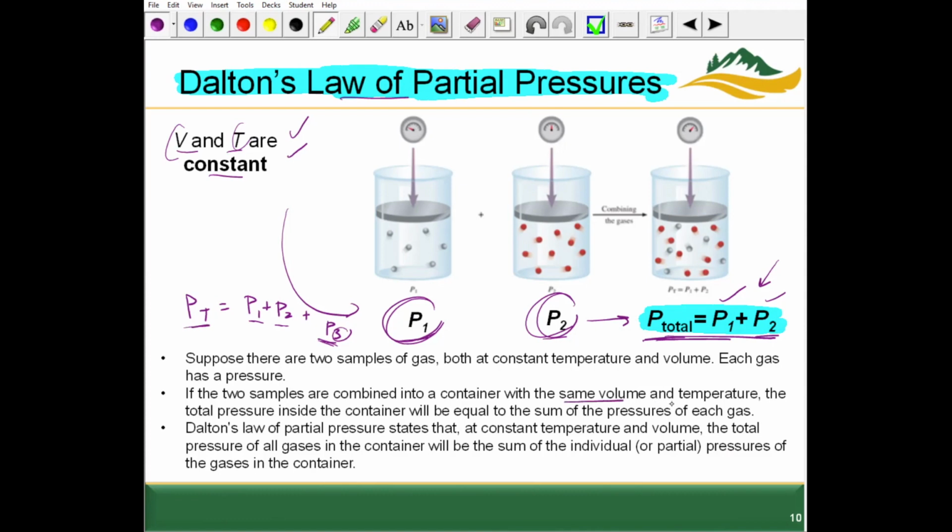So at constant volume and temperature, the total pressure inside the container will be equal to the sum of the pressures of each gas, or the sum of their partial pressures. Again, this has been mentioned a few times, so just to reiterate, Dalton's law of partial pressures states that at constant temperature and volume, the total pressure of all gases in the container will be the sum of the individual or partial pressures of each gas that's in this container.